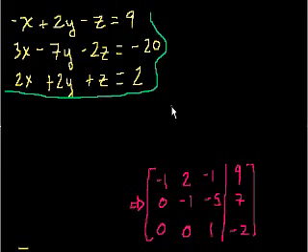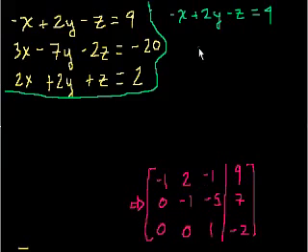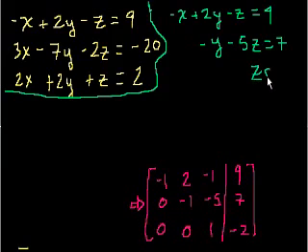But anyway, let me write these equations in this format so we can go back to our traditional world. This equation right here is actually the same equation. We never changed it. Minus x plus 2y minus z is equal to 9. This equation is minus y minus 5z is equal to 7. And then this equation is z is equal to minus 2. So this equation essentially solves for z. And now we can substitute back into this one.